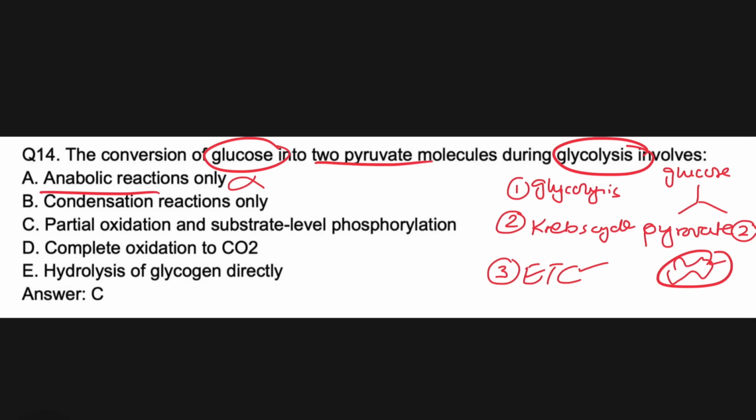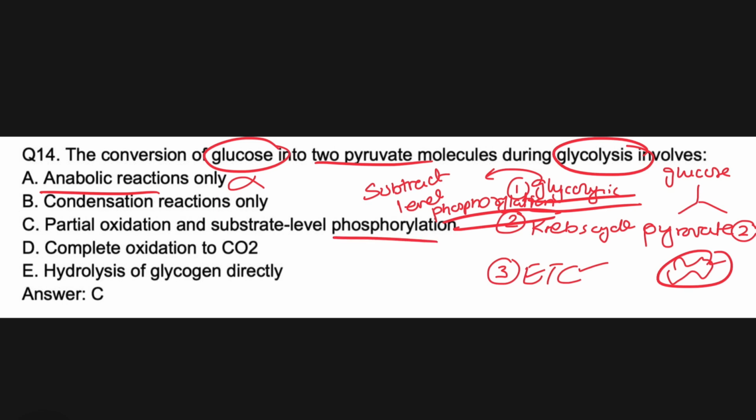And the ATP which is formed by glycolysis is called substrate level ATP, and the process of making that ATP is called substrate level phosphorylation. Phosphorylation means addition of phosphate. So when you add phosphate to ADP, you form ATP. So whenever you hear this word, remember that it's about formation of ATP. So if you form ATP in glycolysis, it's by substrate level phosphorylation.